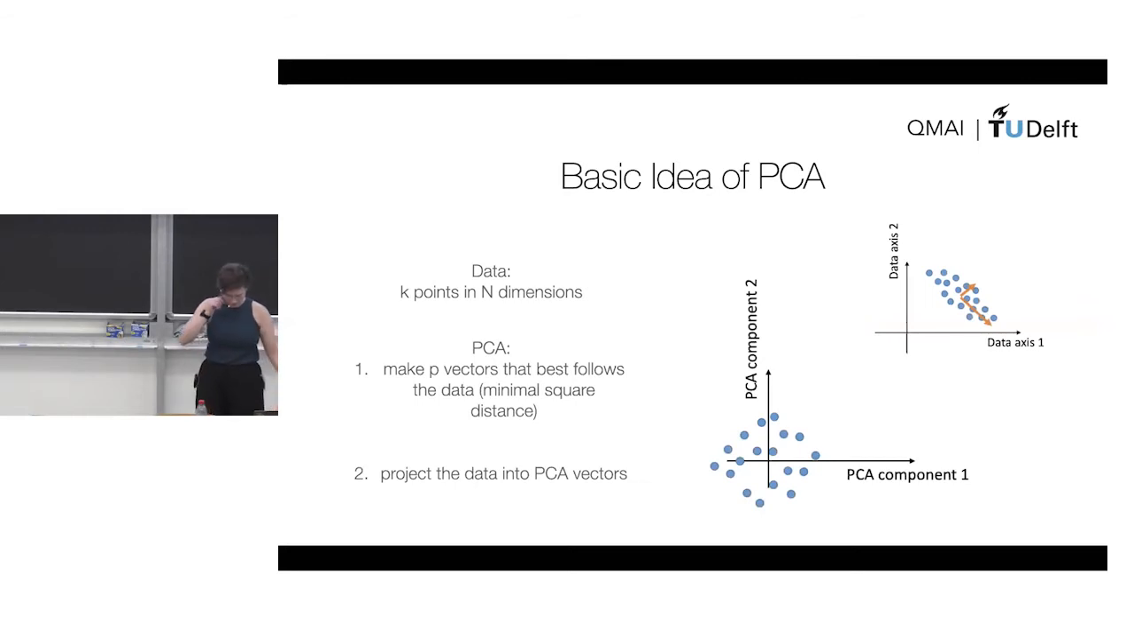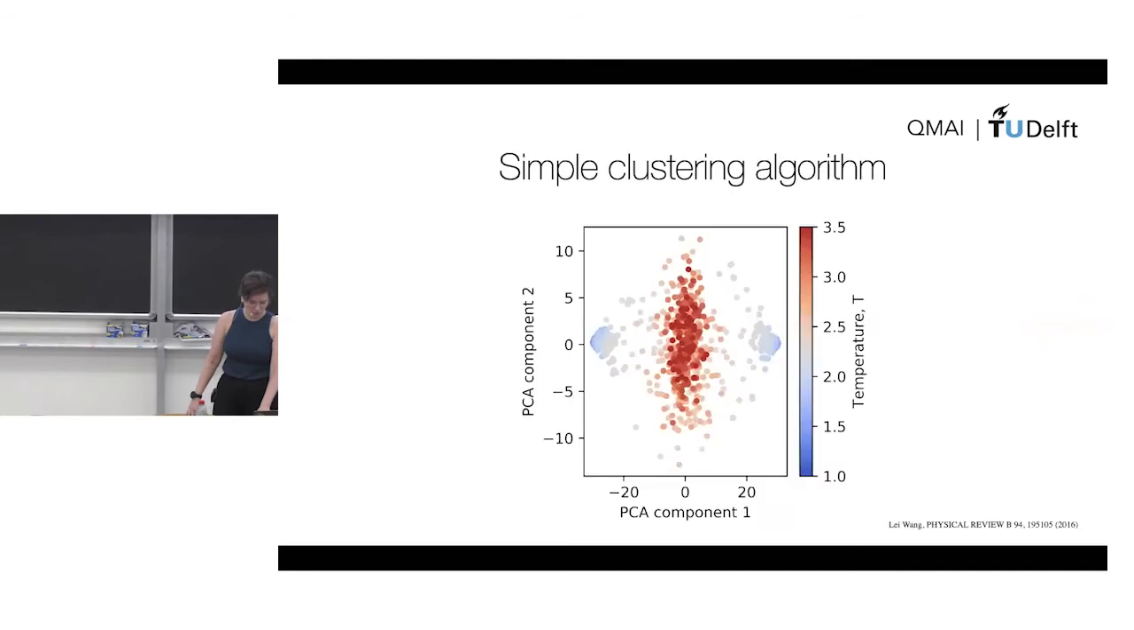If I do this transformation on these random blobs that I just created here, I am not learning anything super interesting. But if I do this on the up and down samples from the Ising model, I get this. And I just recreated this from Lei Wang's paper from 2016.